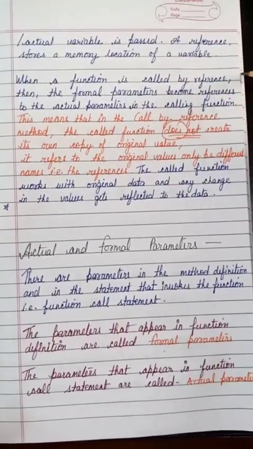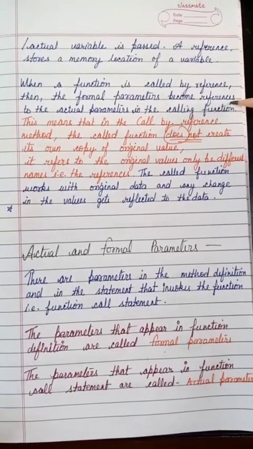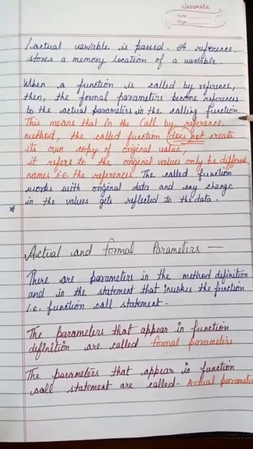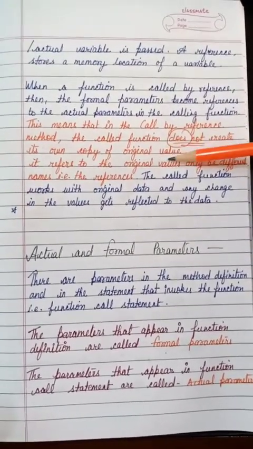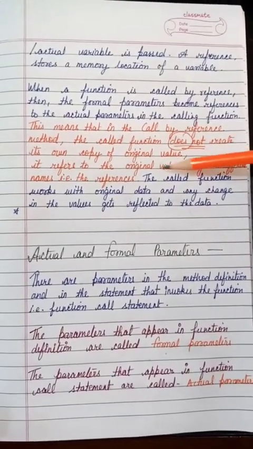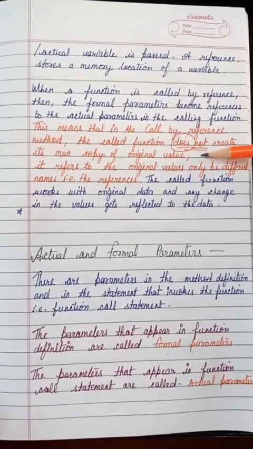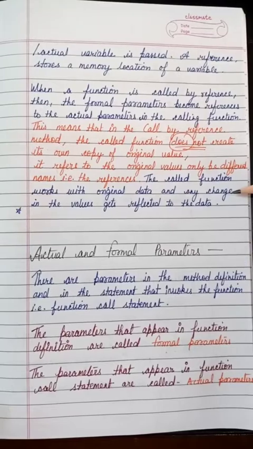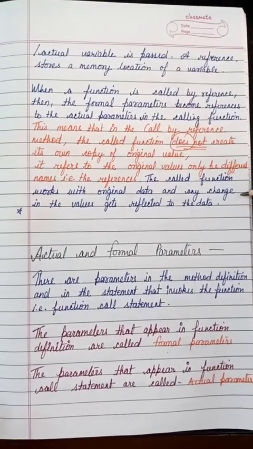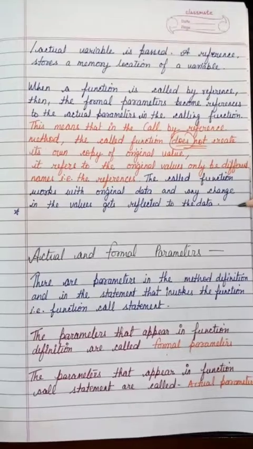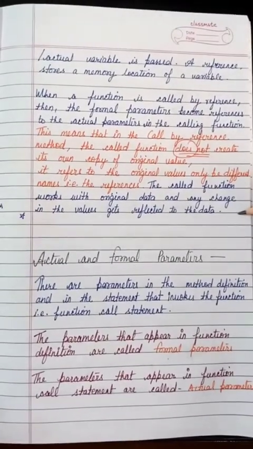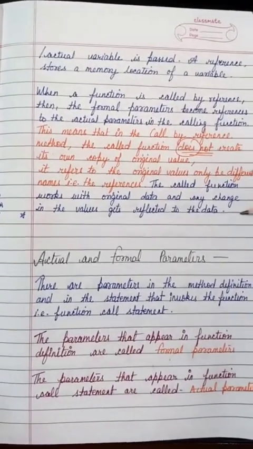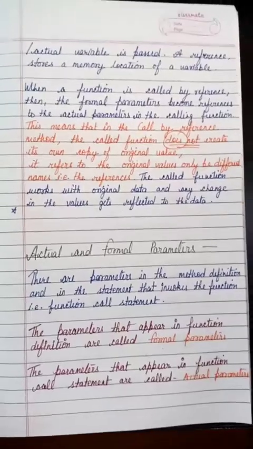When a function is called by reference, the formal parameters become references to the actual parameters in the calling function. This means that in the call by reference method, the called function does not create its own copy of the original value. It refers to the original values, only with different names. That is the reference. So the called function works with original data, and any change in the value gets reflected to the data.